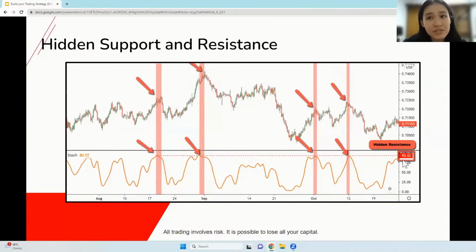So what we mean by a hidden resistance is that on our stochastic, we see that we have multiple swing highs that line up nicely at this 93.52 line. And on our price chart, we have price making a higher high at each of these lines that we've highlighted. So this is what we mean by hidden resistance, and then we can expect price to continue to respect this level here.